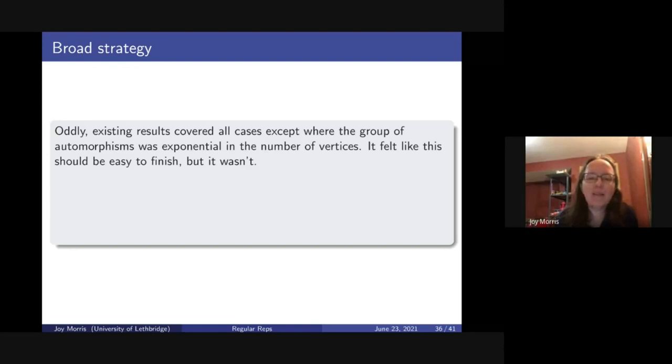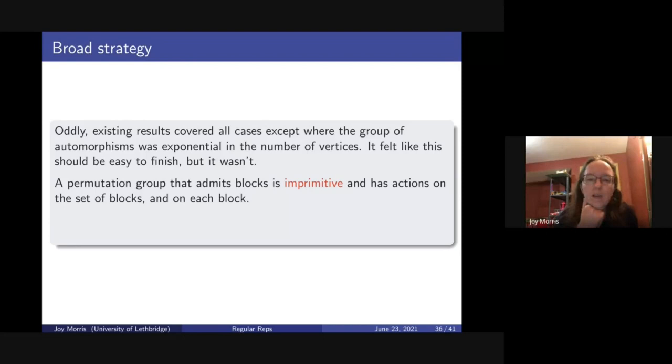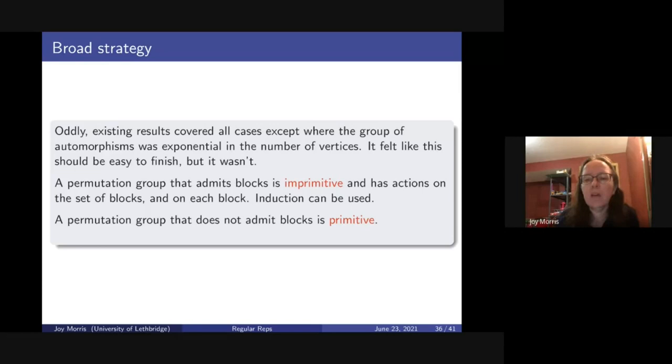So we used this idea of blocks. A permutation group that admits blocks is called imprimitive, and it has actions on the set of blocks and actions on each block. And we can use induction by looking at the action on the set of blocks and the action on each block. And a permutation group that does not admit blocks is primitive, so this supplies the base case for our inductions. And to solve that base case, we use the O'Nan-Scott classification of primitive groups.